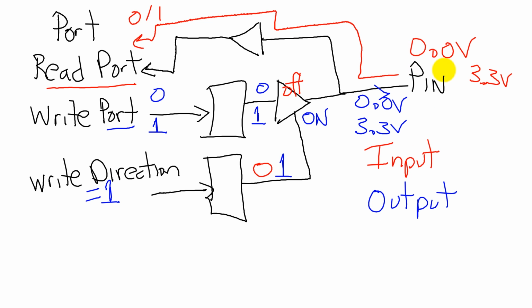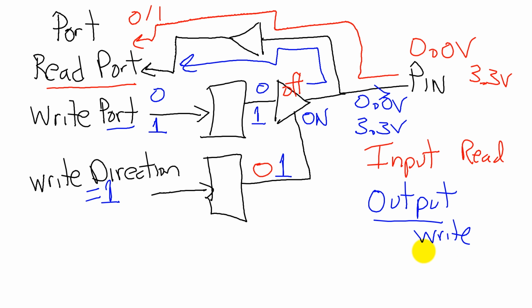Now notice also that with an output port, I can read. And so if I read, what I'm going to get is the value of the output port that I'd previously written. So in summary, we can read from an input port, or we could write or read from an output port. And we control this operation with the direction register. Again, 0 means input, 1 means output.